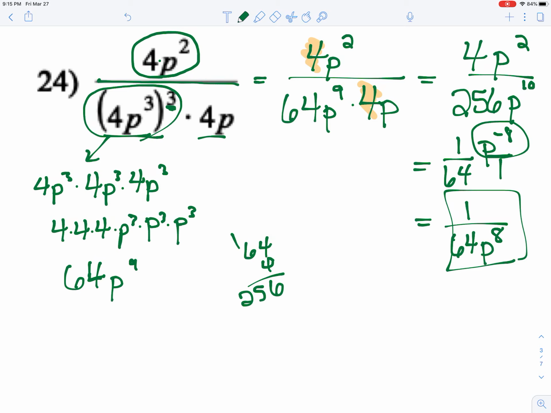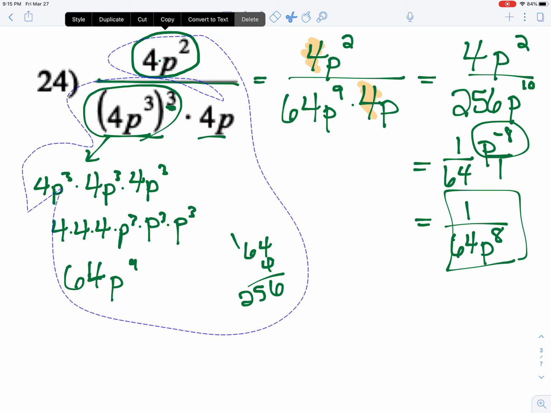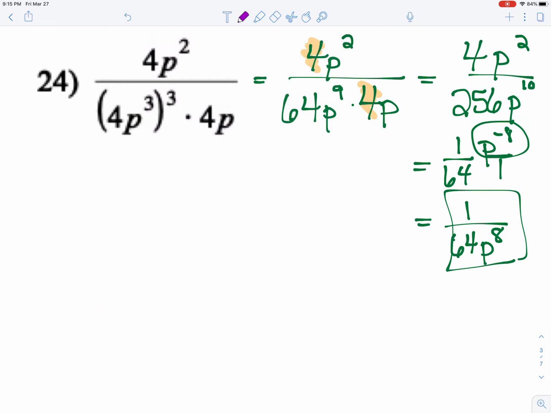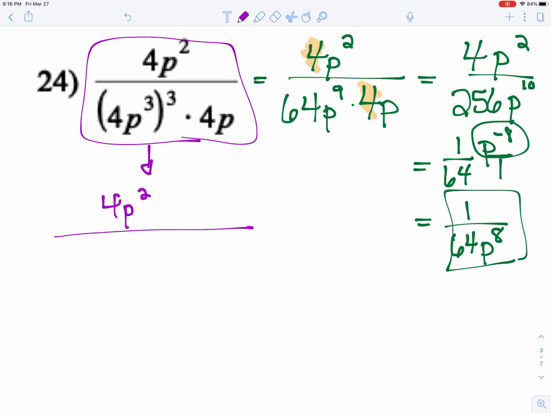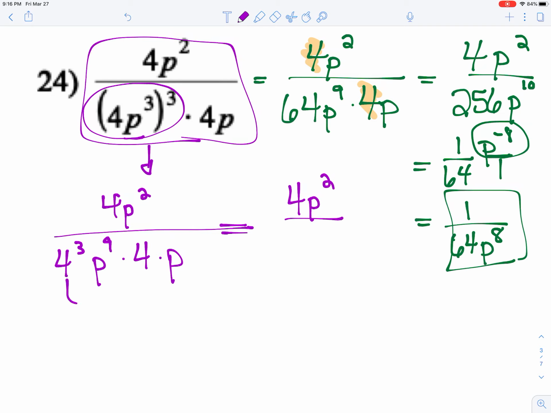Now I'm going to erase some things here and invite you to try something new again, to observe that if I treat it a little differently, I still have 4p squared, but I'm going to keep things in 4s again. That's going to be 4 cubed times p to the 9th times 4 times p. Keep things in terms of 4s. Now that's 4p squared over, I can combine the exponents of the coefficient, which is 4. That's 4 to the 4th, p to the 10th.